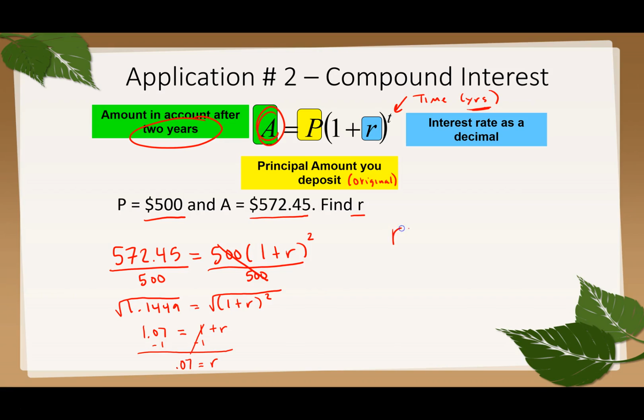Is that really my R? Yeah, it is. But if I asked you what your interest rate was, you would say, I have to move my decimal 2 places to talk about it as a percentage. It's going to be 7%. When we plug our 7% into a formula, we would write it as 0.07, but if we were to talk about it with a person and say, hey, I got 7% on my account in those last 2 years.